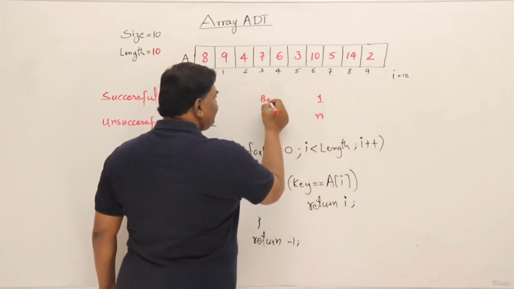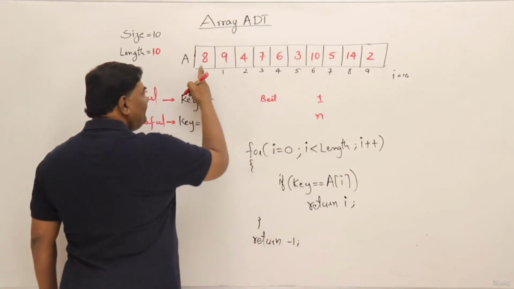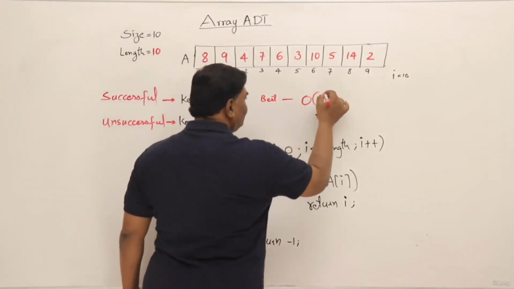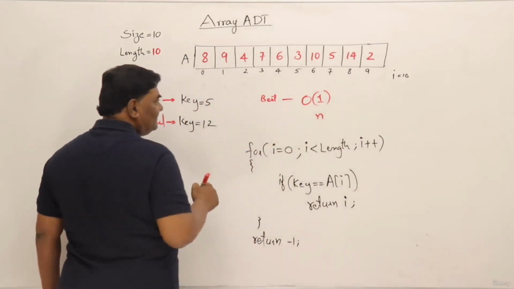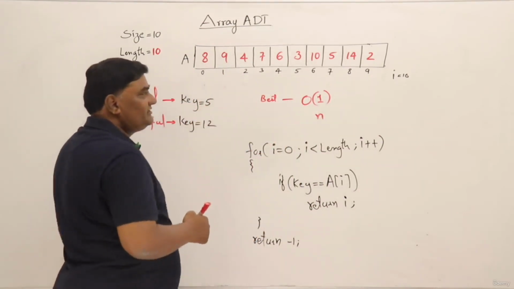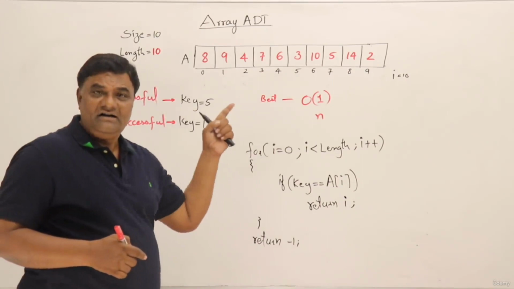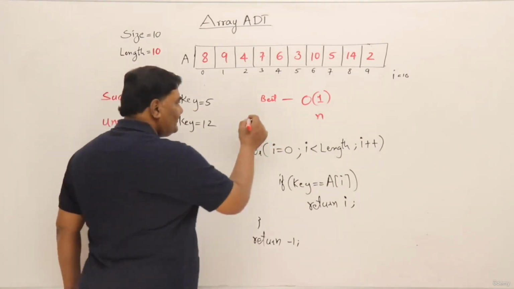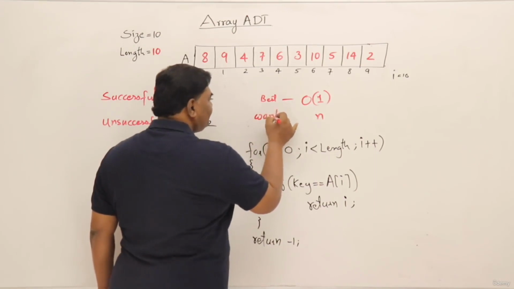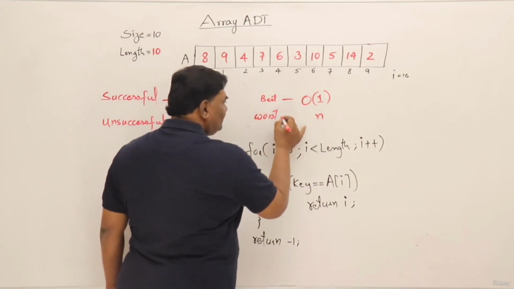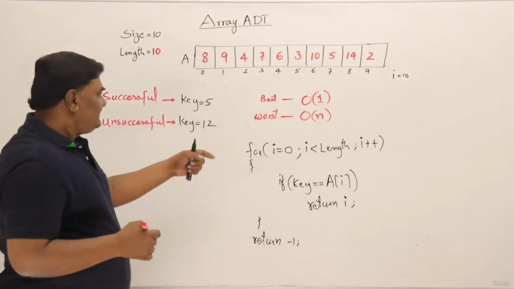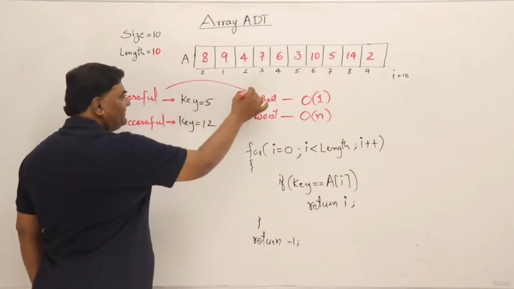So the best case is that the element we are searching for is found at the first place, and the time is order of 1. Best case time is 1. And the worst case is if you are searching for an element which is present at the last index, and the time is order of n. So worst case is searching for the last element, or the time taken for worst case is order of n. This is the case of successful search.